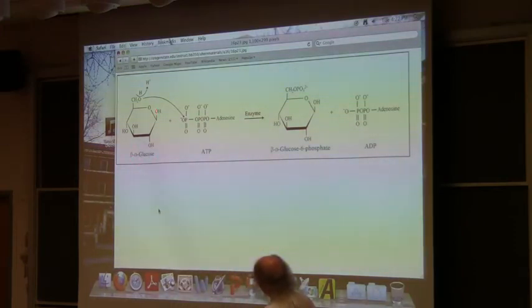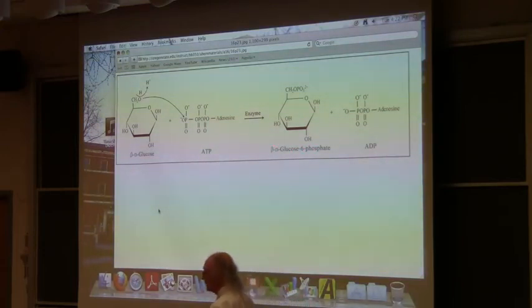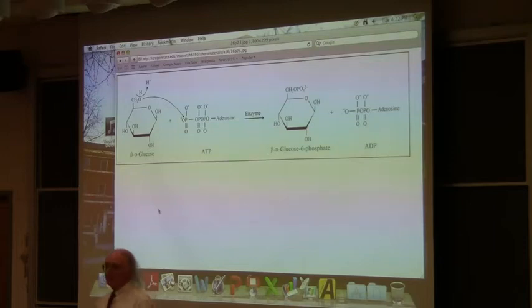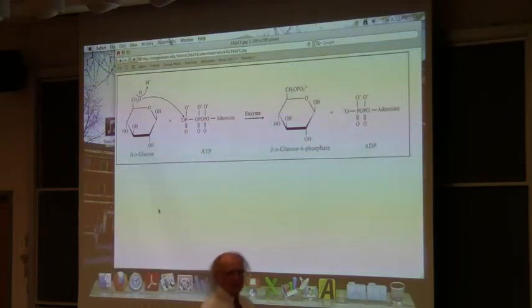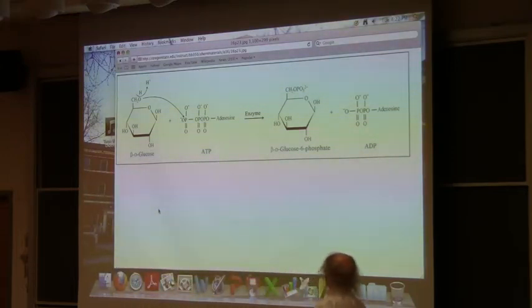It's in the beta configuration here. A phosphate is being put onto it. Here's the phosphate coming in. There's the phosphate attached. So this is beta-D-glucose 6-phosphate. This intermediate appears in glycolysis, the breakdown of glucose.